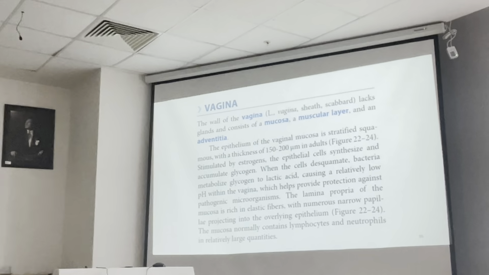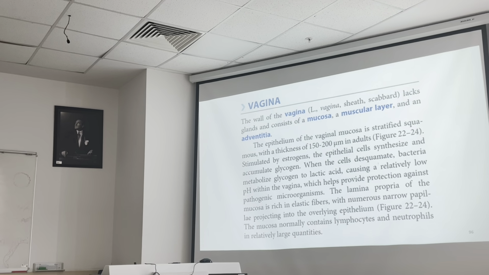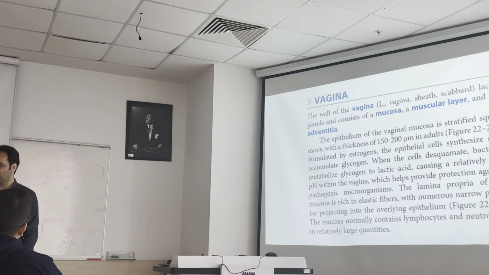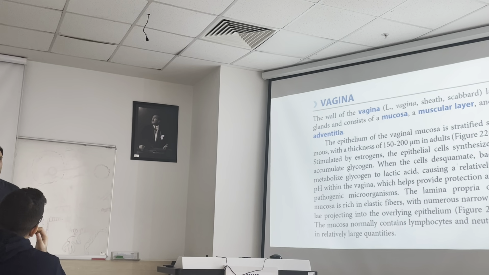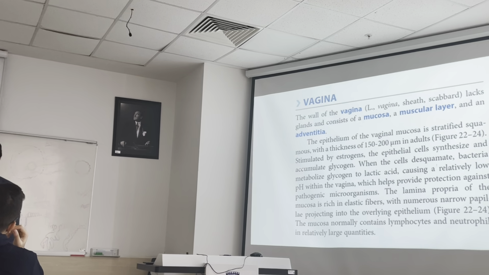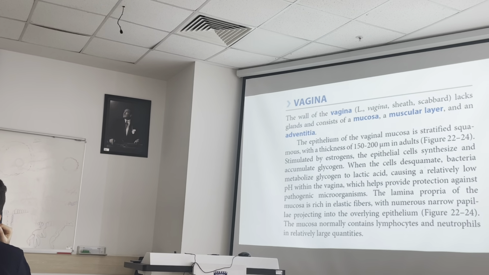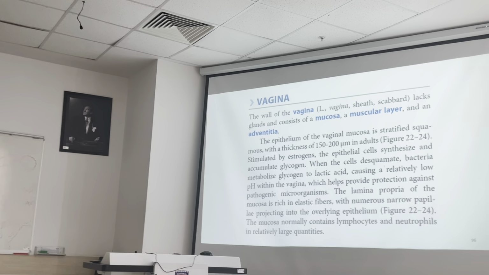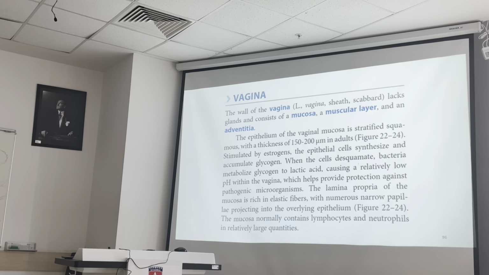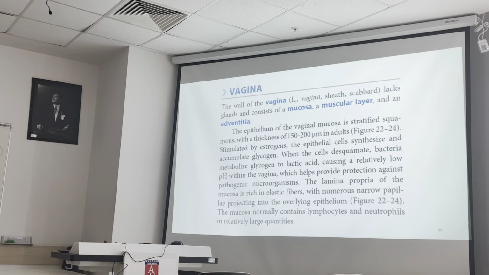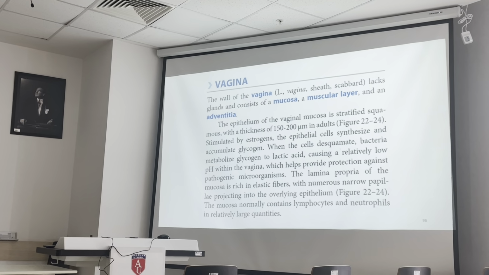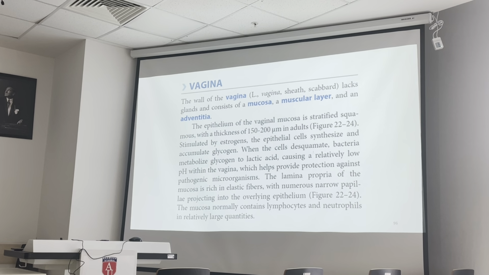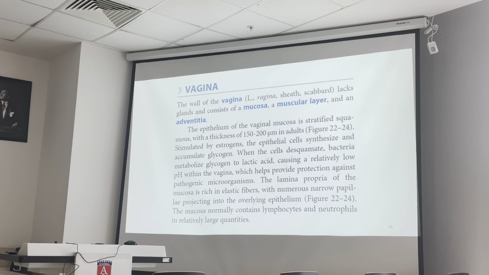As you know, adventitia is generally composed of loose connective tissue, and you can see a high amount of adipose tissue in the adventitia. But in the adventitia of vagina, we have dense connective tissue, irregular dense connective tissue, and these structures help the vagina to protect its form and its dense form.